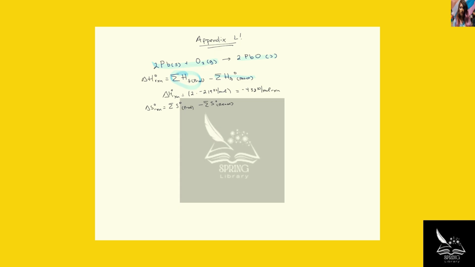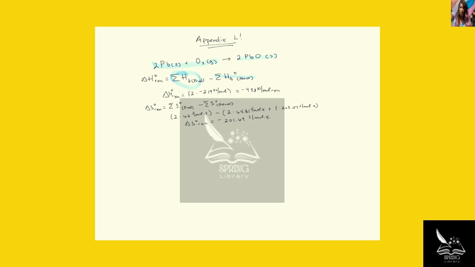So for this one, your products are 2 times 66.5 joules per mole Kelvin, and then we subtract 2 times 64.81 joules per mole Kelvin, added to 1 times 205.07 joules per mole Kelvin, and we get that the delta S of the reaction comes out to be negative 201.69 joules per mole Kelvin.